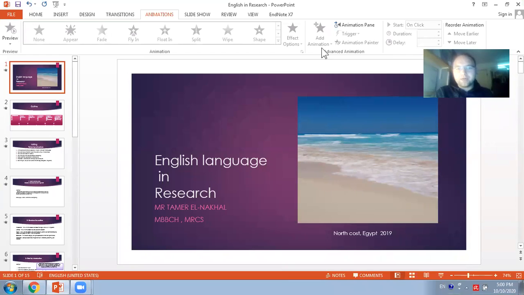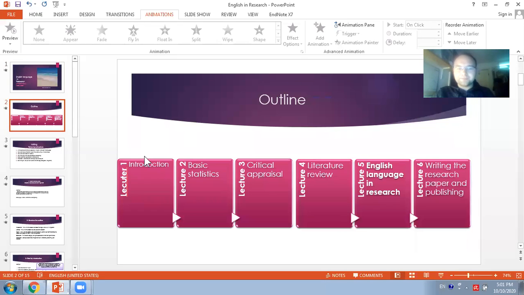We'll wait for around a minute or so for everyone to huddle around, and then we will start today's topic, which is about English language in researching. Again, this is a series of lectures. We started almost 6 weeks ago. Currently, we are in lecture number 5. This lecture will talk more about English language and researching, how to understand the paper.